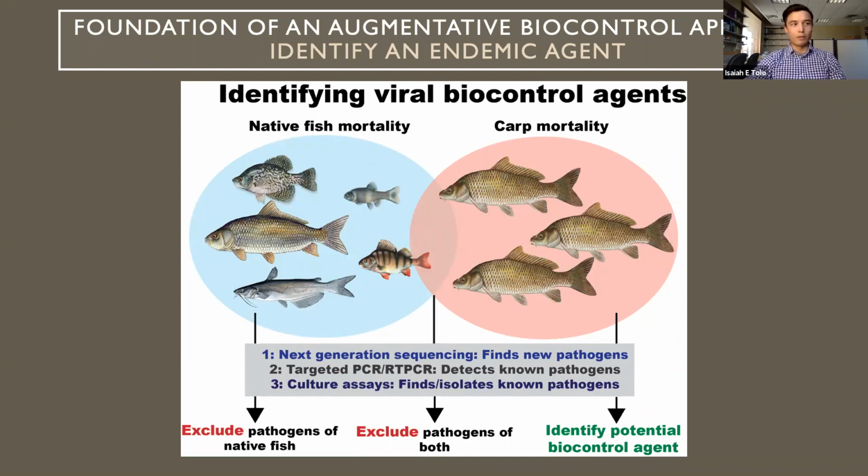But we also had a more rapid approach of targeting particular pathogens of interest with PCR and RT-PCR that would detect known pathogens like koi herpes virus, carp edema virus, and spring viremia of carp virus, which are all pretty specific to carp. And we could also use culture assays to isolate pathogens. The idea was to exclude anything that we found in native fish, anything that was in native fish and carp, and then to identify those potential biocontrol agents that were only found in the carp mortality events.